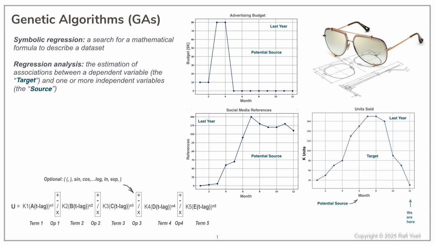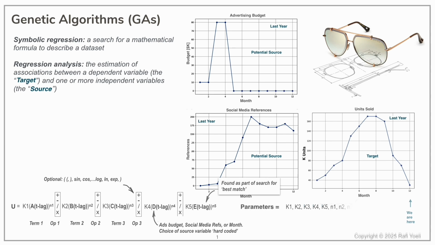In our genetic algorithm approach, we represent potential solutions as chromosomes. Each chromosome encodes a formula with the following: coefficients k1 to k5, the exponents n1 to n5, the four operators op1 to op4, and the time lag to account for delayed effects.